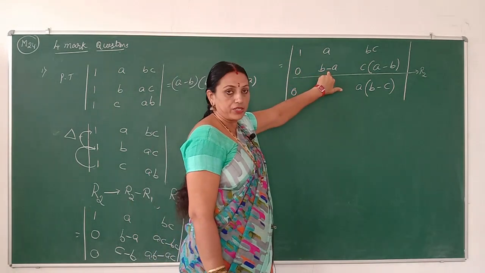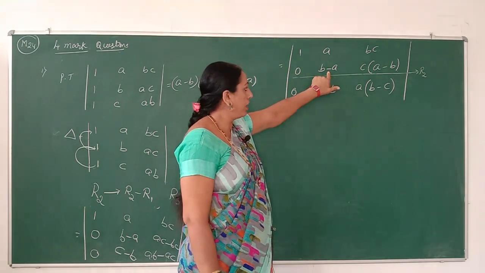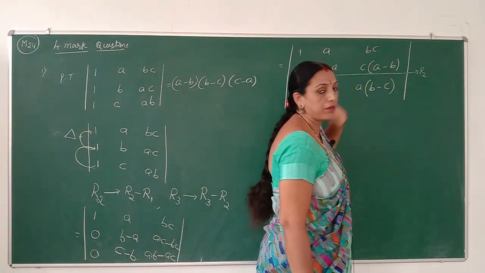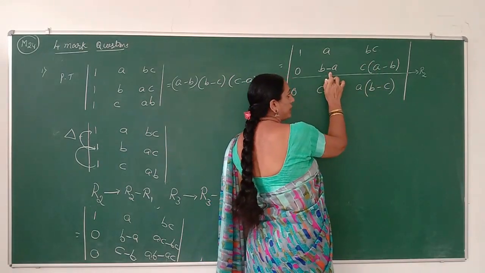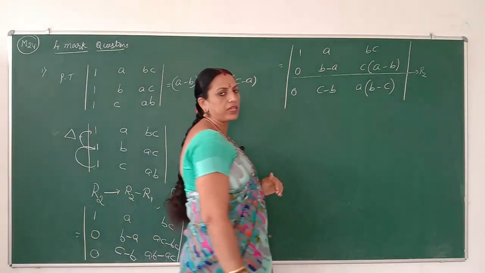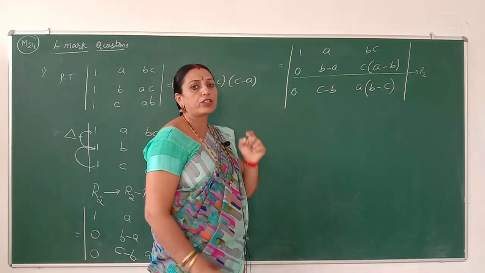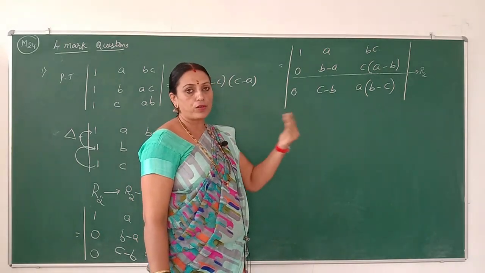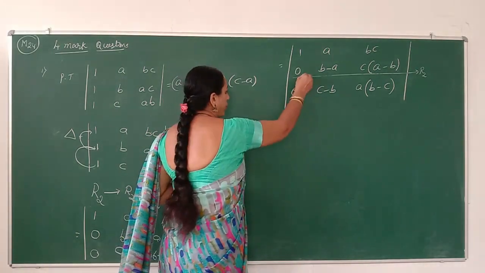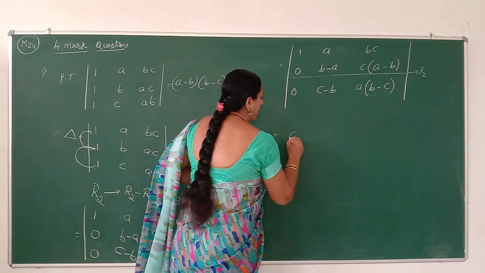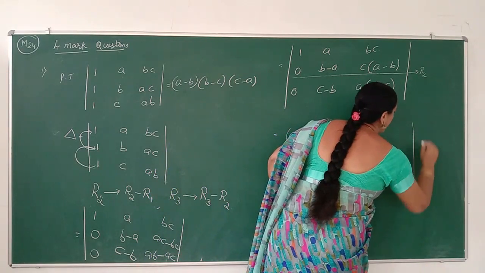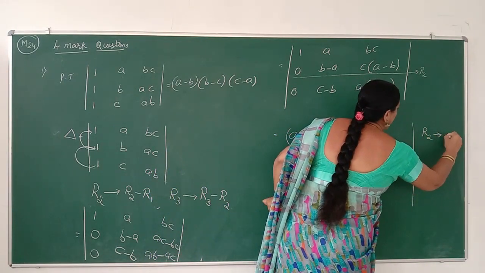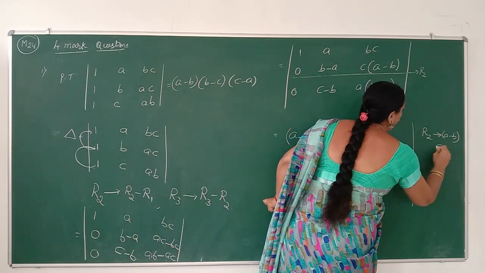In the second element we have B minus A, and in the third element A minus B. So what is the difference between these two? One element is B minus A and the other is A minus B, meaning these two differ only by sign, either positive or negative. Therefore, in the second row, A minus B is a common factor. R2 has A minus B as a common factor.